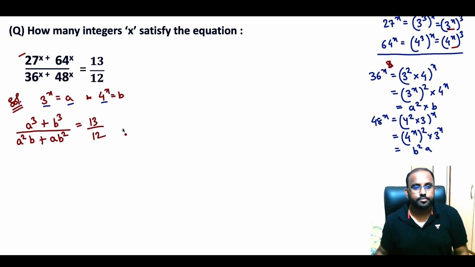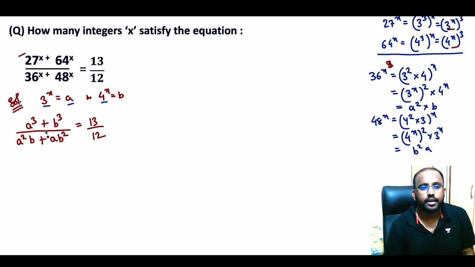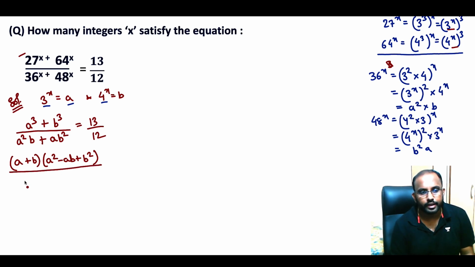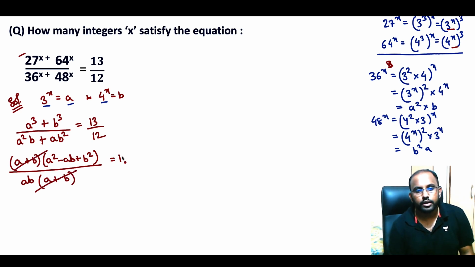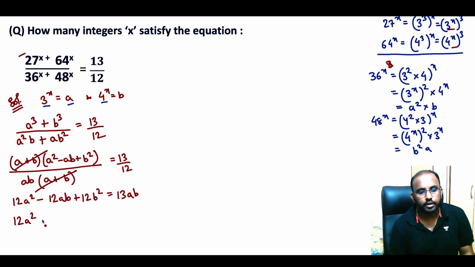So I can use this identity here, that is a cube plus b cube is equal to a plus b into a square minus ab plus b square, divided by, you can take ab as common, it becomes a plus b. Now this will get cancelled, equal to 13 by 12. So now let me just solve it here. So I'll be getting 12a square minus 12ab plus 12b square is equal to 13ab. Okay, now that means 12a square minus 25ab plus 12b square is equal to 0.